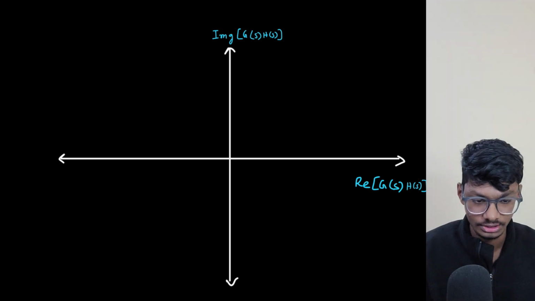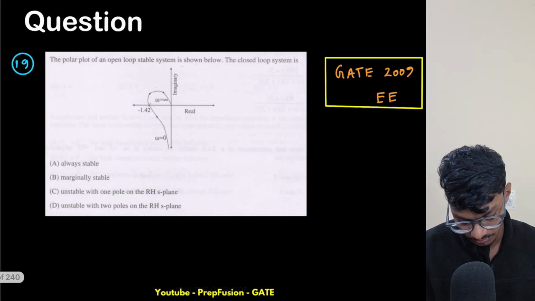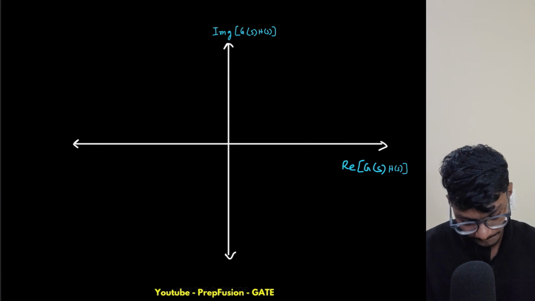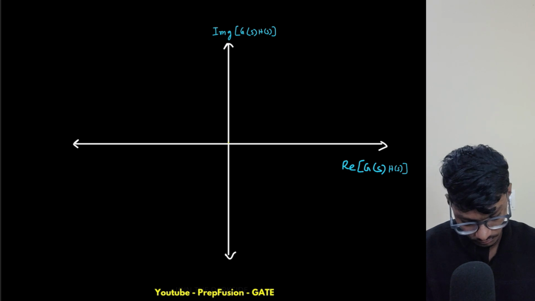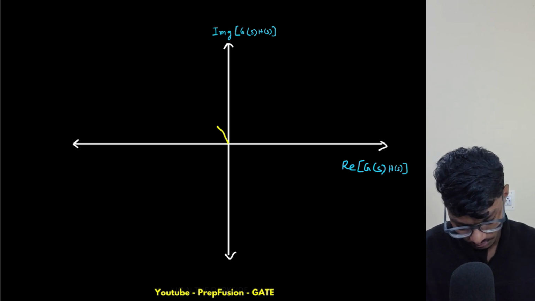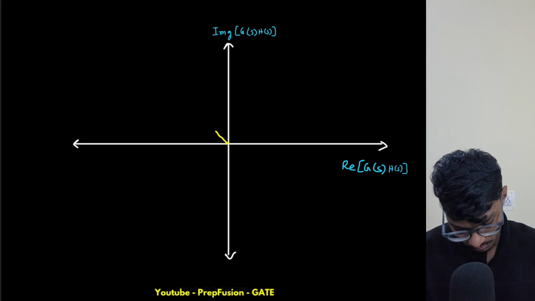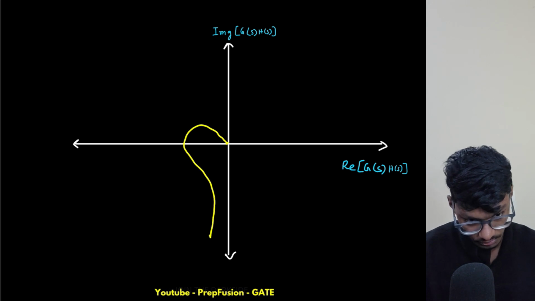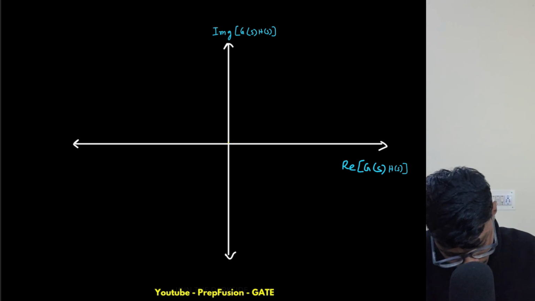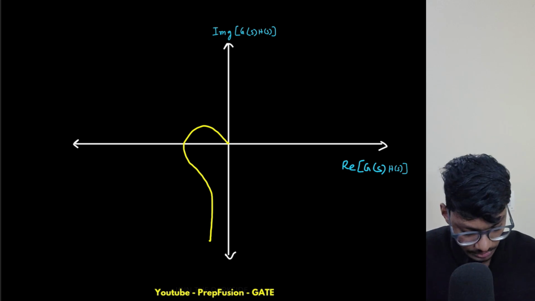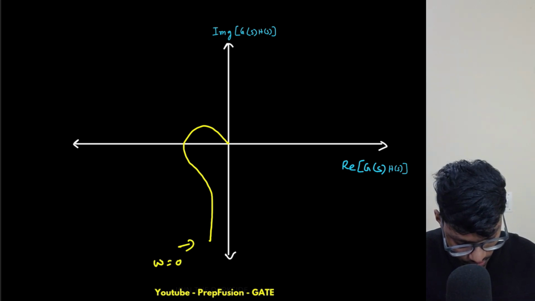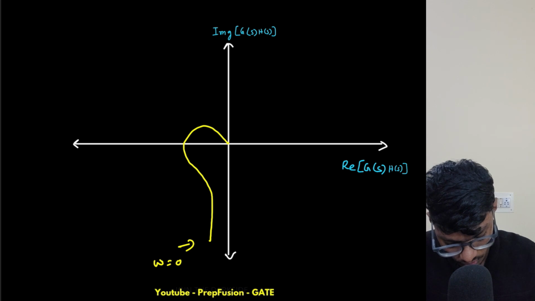Imagine a geometry surface, right? So now, what is my polar plot? The polar plot is something like this, right? Okay, so this is my polar plot. This is my omega equals 0, and this is my omega equals infinity. I'll write it later.